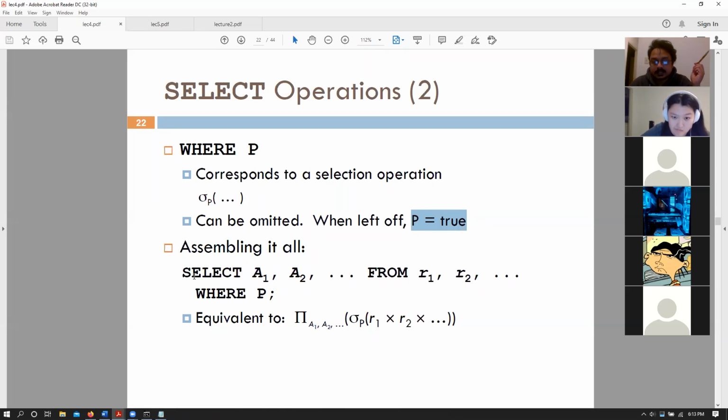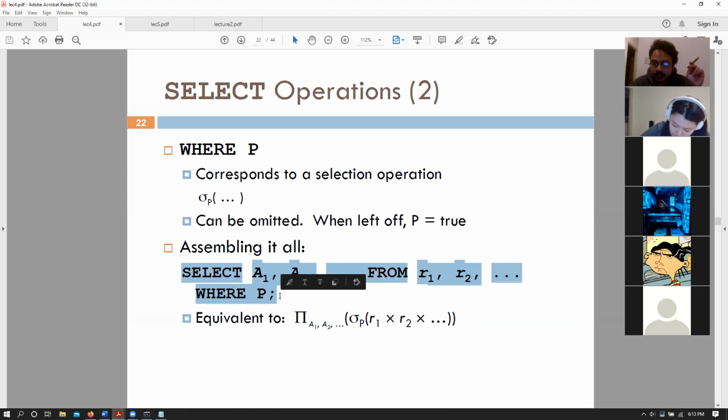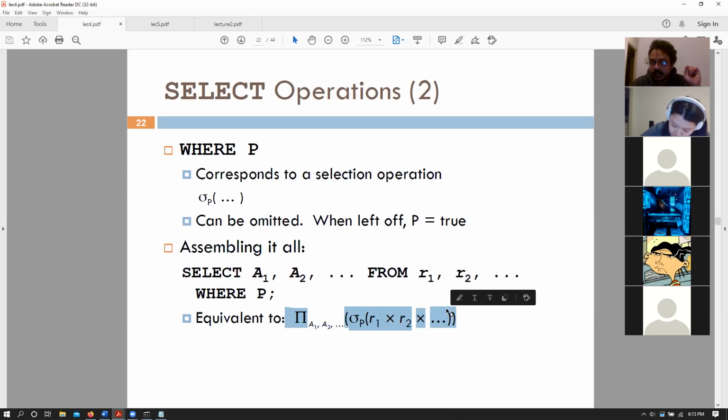So select A1, A2, dot, dot, dot, from R1, R2, and so on, where P would essentially be equivalent to this particular relational algebra statement, that is select where the predicate is true from the Cartesian product of all R1s, R2s, and R3s, and so on. Select those where the predicate is true and project down all the attributes that are listed in the select operation, A1, A2, and A3. Right. So this particular query is equivalent to this particular relational algebra operation. Any questions?